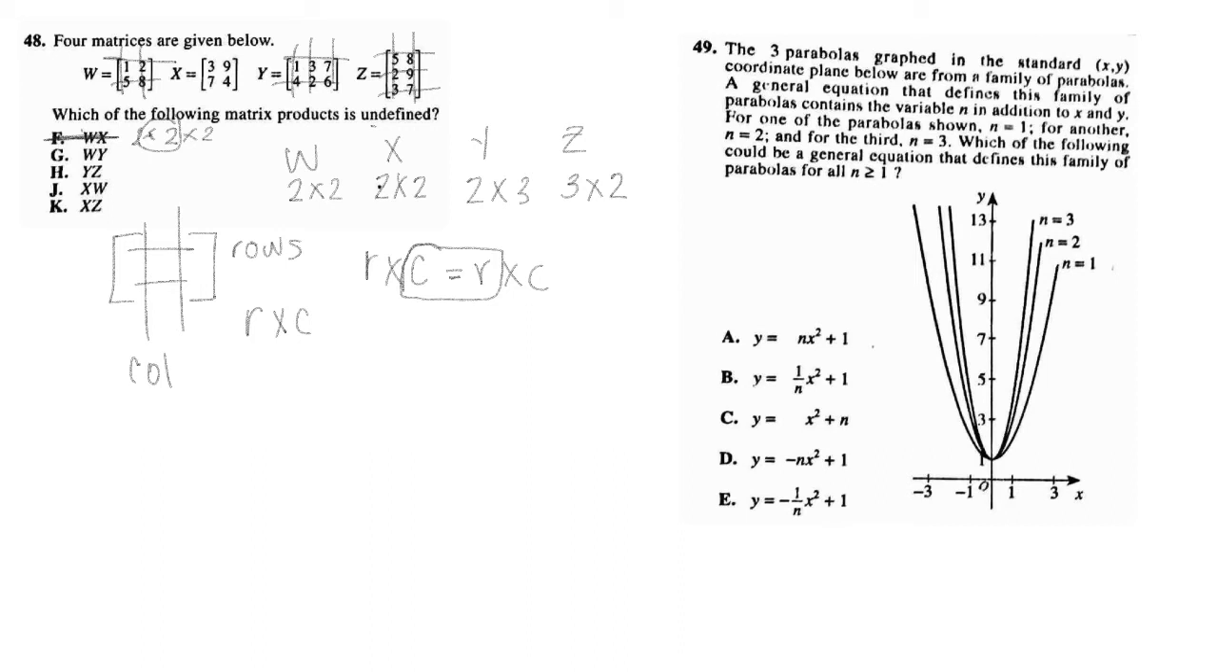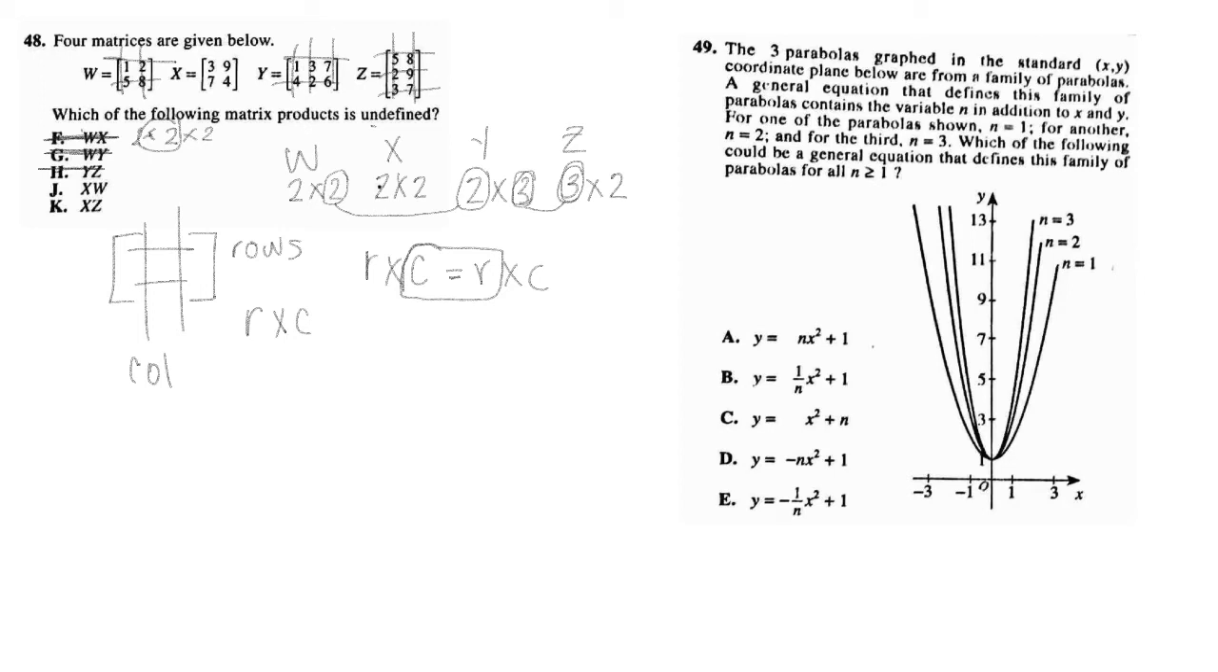Well, what about W and Y? Okay, so let's look at W and Y and compare their dimensions. W and Y, again, this number here has to be equal to this number here. And it is. So W and Y are okay. We can multiply those. So it's not going to be G. Let's look at H, Y, and Z. So what about Y and Z? This number here has to be equal to this number here. It is, so Y and Z are okay.